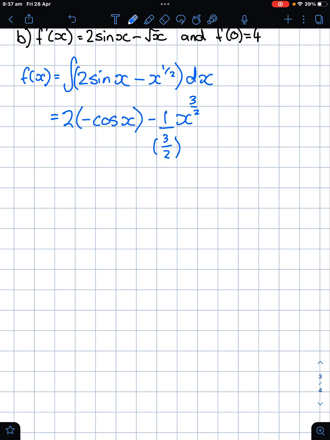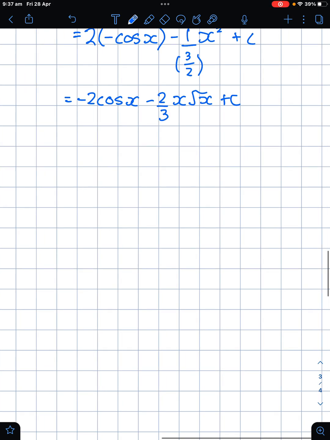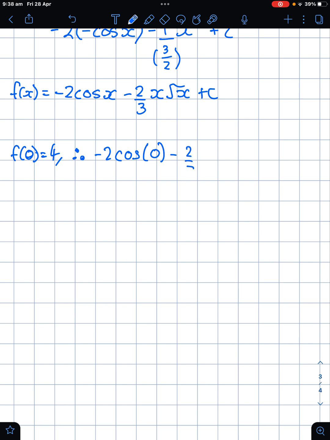3 on 2 plus our c value, so we've got equals negative 2 cosine x minus 2 on 3 x root x plus c, where c is a real number. We've also been given f of 0 equals 4, so this is f of x. F of 0 equals 4, therefore negative 2 cosine 0 minus 2 on 3 0 root 0 plus c equals 4.